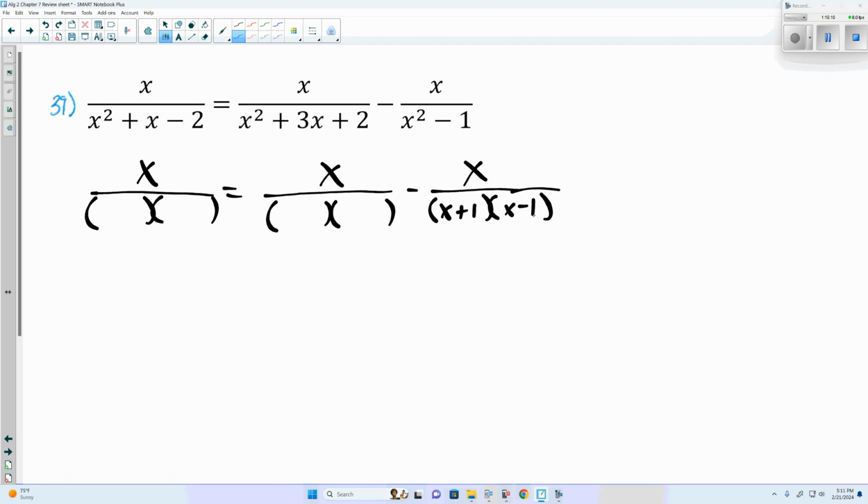Our middle expression, x squared plus 3x plus 2. Since the third term is positive, our signs are the same and match the sign of the middle term. Plus and plus. The only factors of x squared are x and x, and the only factors of 2 are 1 and 2. And lastly, x squared plus x minus 2. Because the third term is negative, our signs are opposite. The only factors of x squared are x, and our factors of 2 work out to be plus 2 and minus 1.